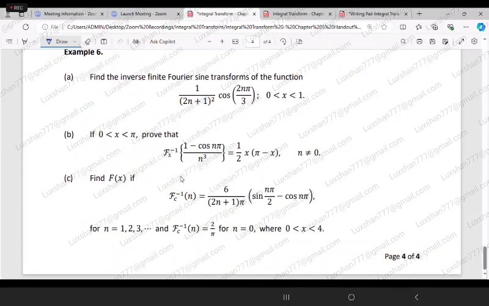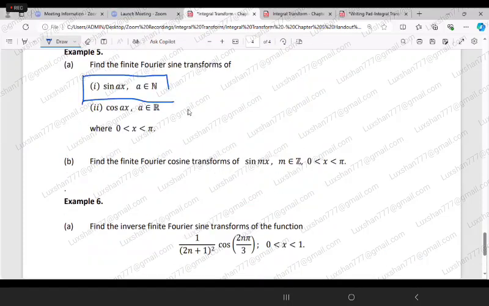Here the inverse is given, and we want to find out this one. If we get time, we'll work out that also. We'll do the first one. Here, look at a belongs to N. Here a belongs to R. The range is 0 to this one. We'll work out this problem and we'll finish it.